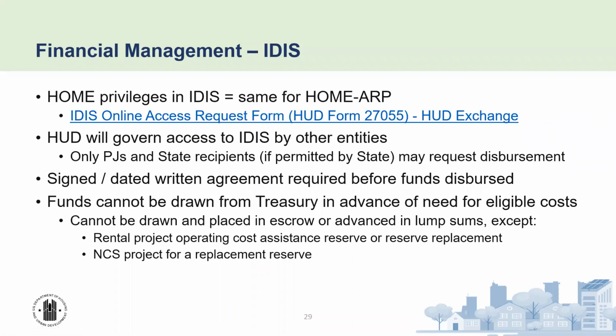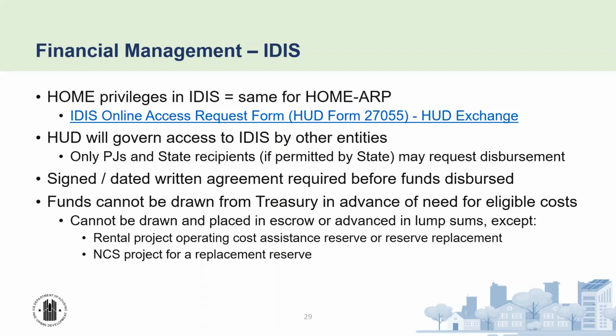HUD will govern access to IDIS by other entities. Typically, only states and local governments may have access to IDIS. For HOME-ARP, only PJs and state recipients, if they're permitted by the state, may request disbursement of HOME-ARP funds in IDIS. You heard Danielle discuss the written agreement requirements earlier this afternoon. A signed and dated written agreement is required before any HOME-ARP funds may be disbursed from IDIS.